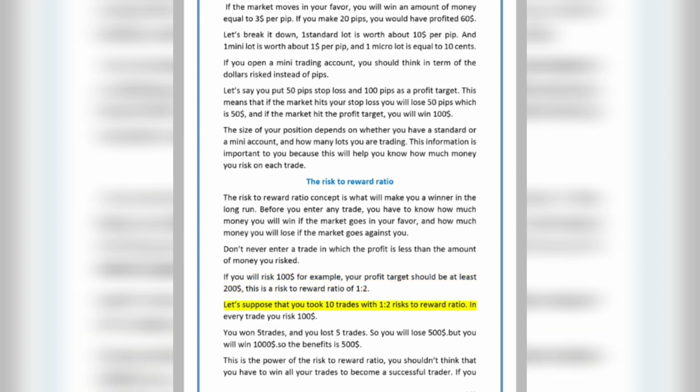Let's suppose that you took 10 trades with a 1:2 risk to reward ratio. In every trade you risk $100. You won 5 trades, and you lost 5 trades. So you will lose $500, but you will win $1,000, so the benefit is $500. This is the power of the risk to reward ratio. You shouldn't think that you have to win all your trades to become a successful trader. If you can take advantage of the risk to reward ratio, you will always be profitable.